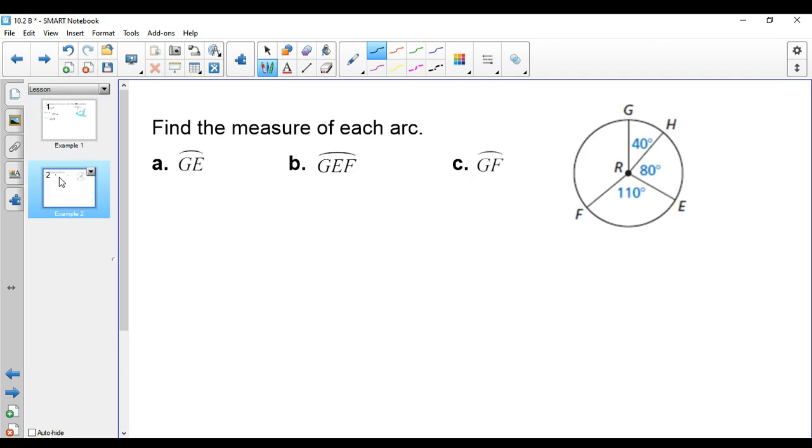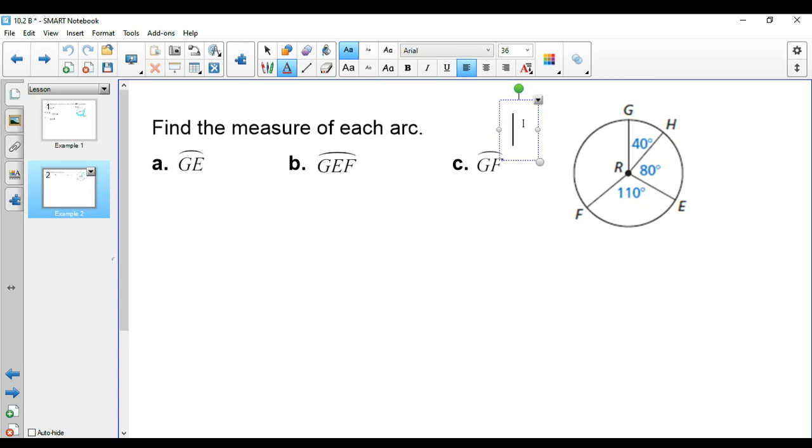Okay, find the measure of each arc. Let's start with what we can determine. We know 40 and 80 and 110 all together, that adds up to 230 degrees. So this missing angle over here has to be the rest of the circle. 360 minus 230 would leave us with 130 degrees for that angle. That one goes in right there.